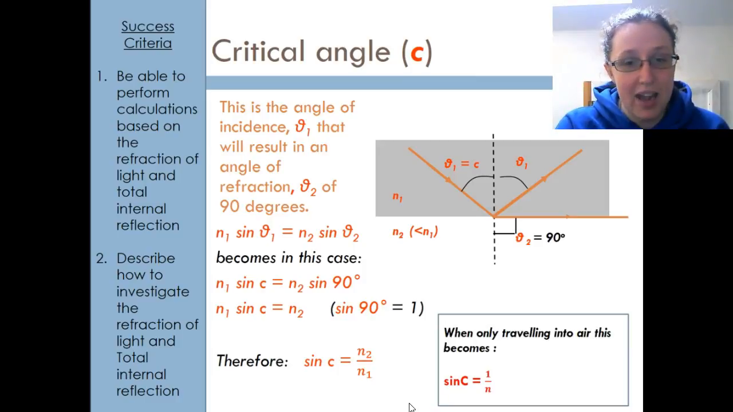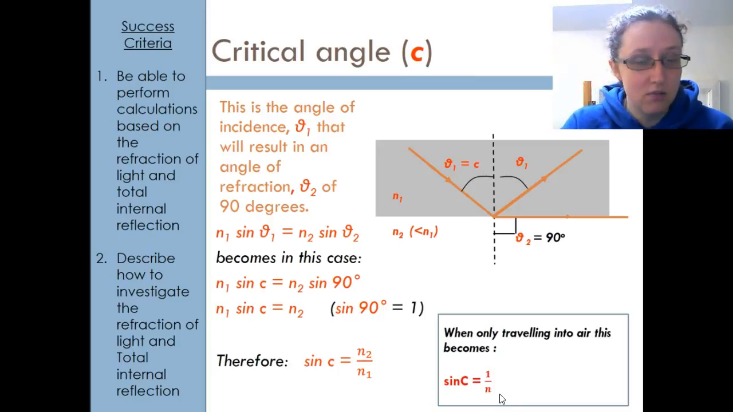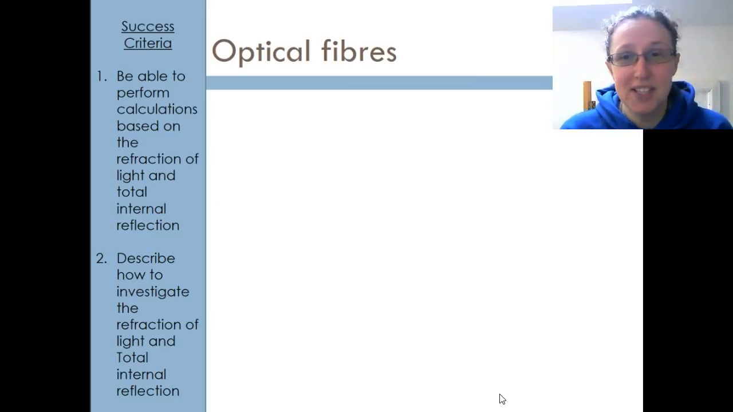And if we're travelling into air, just a little note, I obviously forgot, so that's why I put it in the box. If you're just travelling into air, that's going to give me sine c equals 1 over n, because remember that we said that the refractive index for air is always taken as 1. So you just do 1 over the n value for the other material, and that will give you sine c anyway. Okay, so that's pretty much all the mathematical theory. We just need to talk about when it's used.